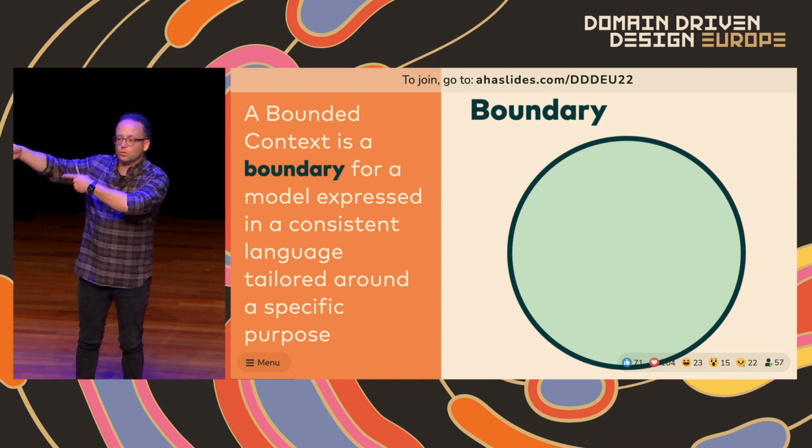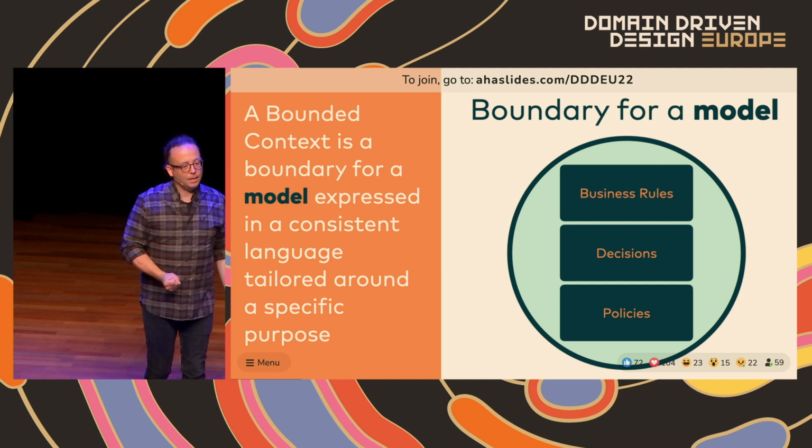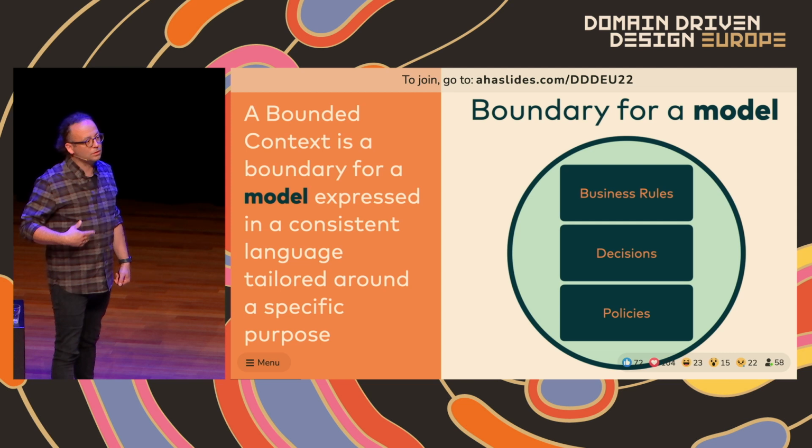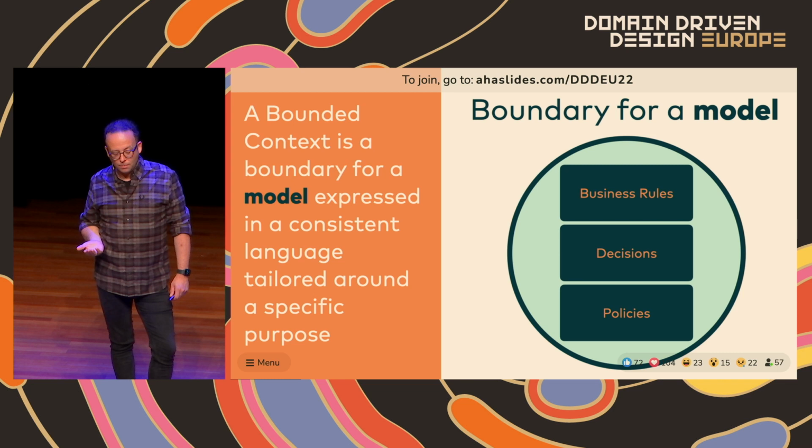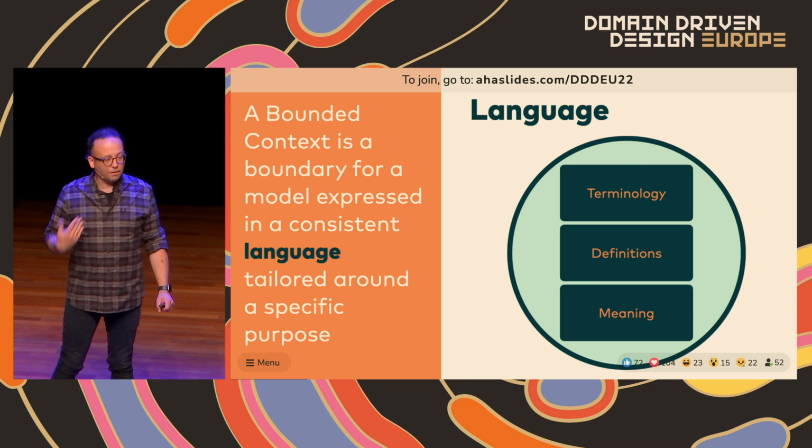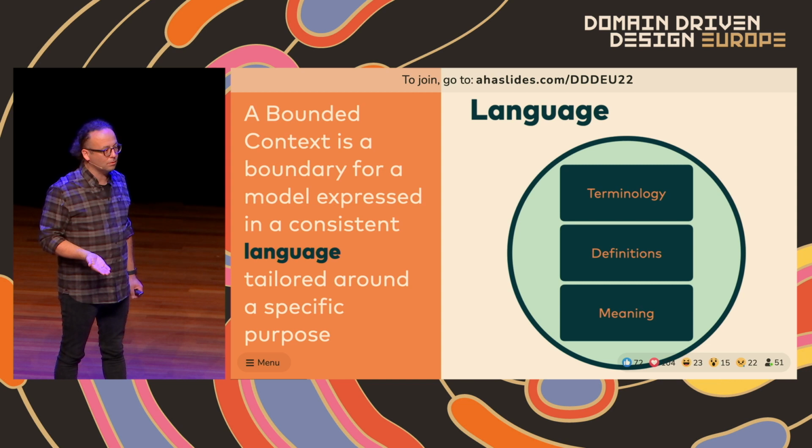And a model, from the DDD perspective, is a behavioral model containing business rules, decisions, and certain policies in a consistent language. A language consists of terminology, definitions, and meanings. A widespread example for that is, for instance, the tomato. What is a tomato, a fruit or a vegetable?